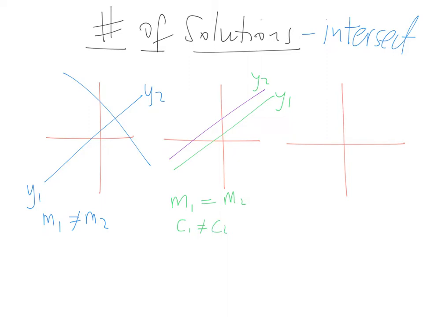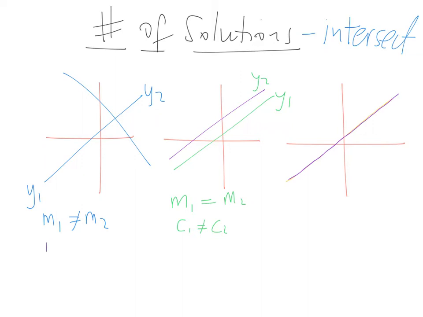Now, we've also got a really interesting thing that happens. We can also have where we've got one line and we've got another line right over the top of it. That is where we have infinitely many solutions.